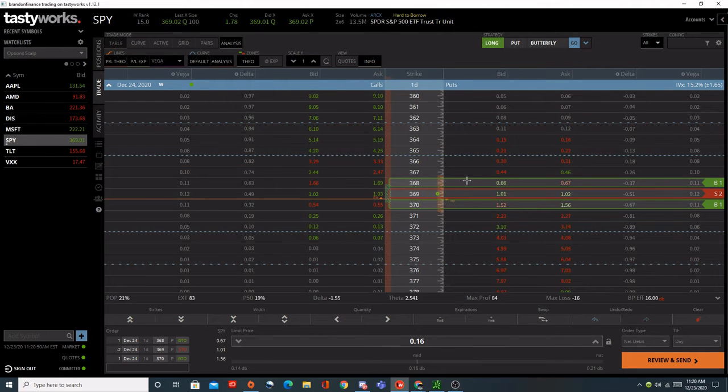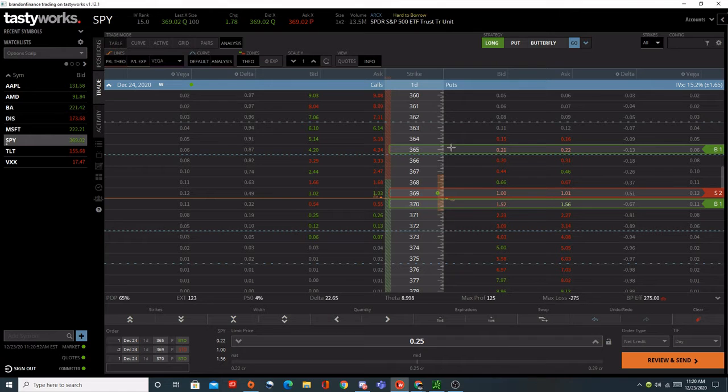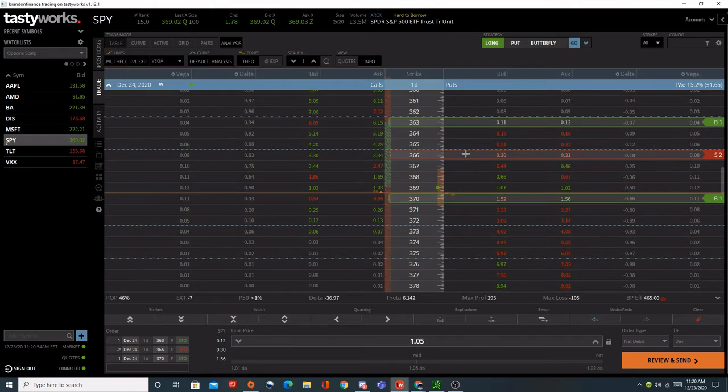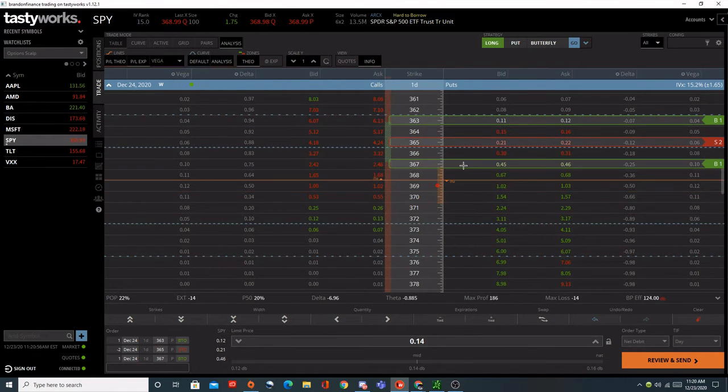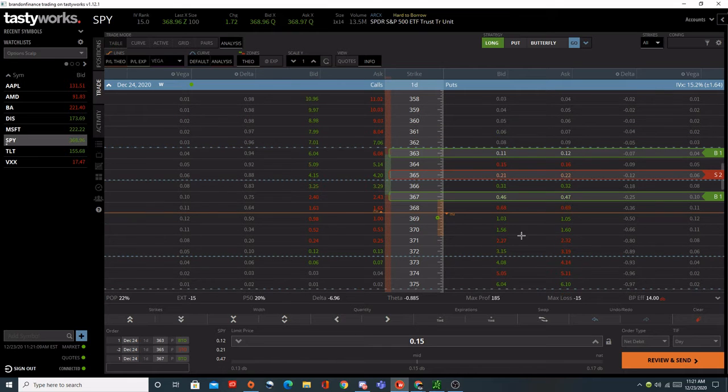So say I think SPY is going to close between 350, 363, and 367. It's not a bad bet, but you can actually risk $14 to make 185 or 186. That's more than 1,000% right there. And that's if you get the max gain if SPY closes around 365. So again, you can make over 1,000% betting SPY will close between a range that isn't even bad.